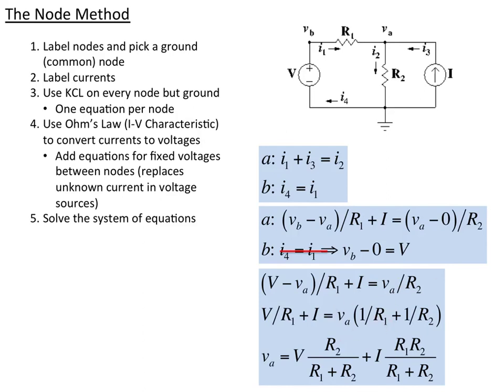And I have left V over R1 plus I. Then I just have to divide by 1 over R1 plus 1 over R2, and I get that VA is capital V times R2 over R1 plus R2, plus I times R1 times R2 over R1 plus R2. And now I've solved the system. I know the voltage here, I know the voltage here, and I can go back and solve for the currents in each one of these branches. And I've solved the system.